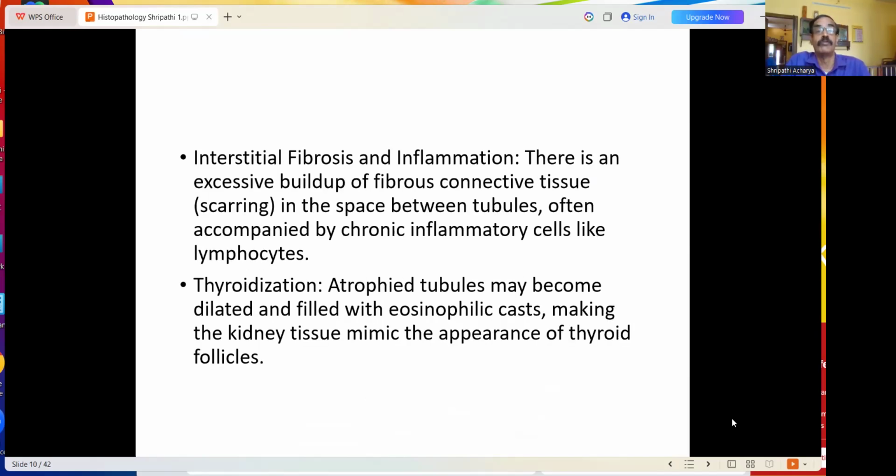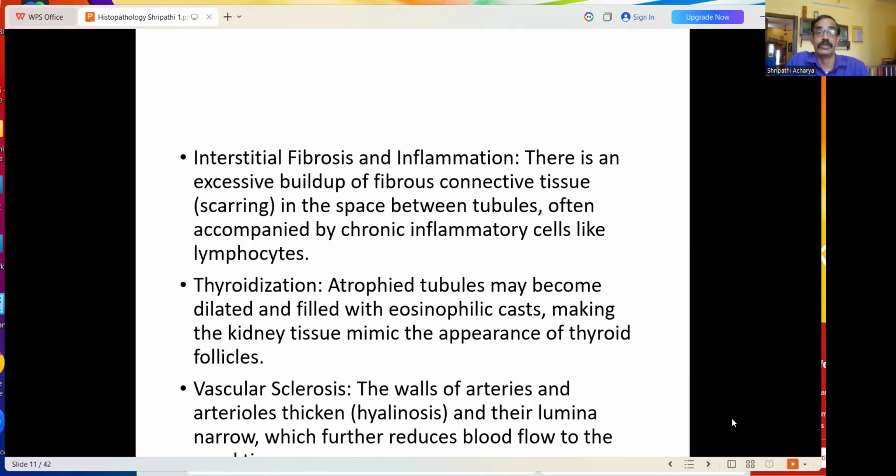Interstitial fibrosis and inflammation. There is an excessive buildup of fibrous connective tissue, scarring in the space between tubules, often accompanied by chronic inflammatory cells like lymphocytes. Thyroidization. Atrophied tubules may become dilated and filled with eosinophilic casts, making the kidney tissue mimic the appearance of thyroid follicles.